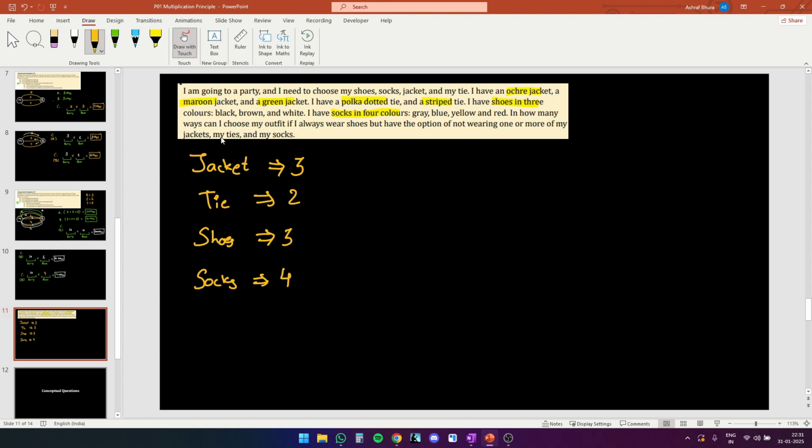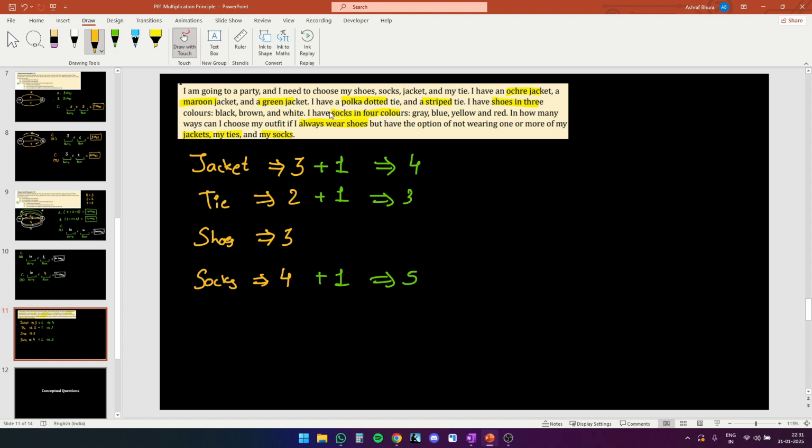In how many ways can I choose my outfit if I always wear shoes? I am always wearing shoes, but have the option of not wearing one or more of my jackets, my ties and my socks. Which means I have an option of not wearing a jacket, an option of not wearing a tie, and an option of not wearing socks. So this makes number of choices as 4, this makes my number of choices as 3, and this makes my number of choices as 5.